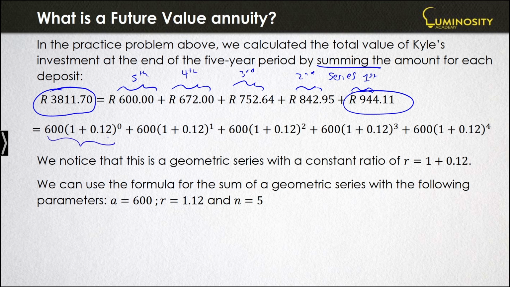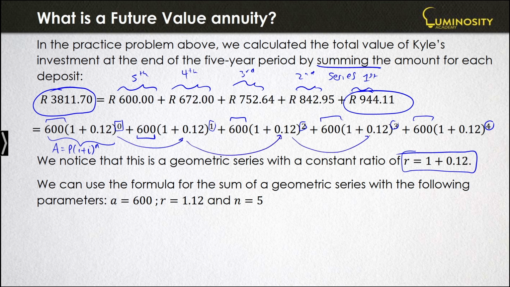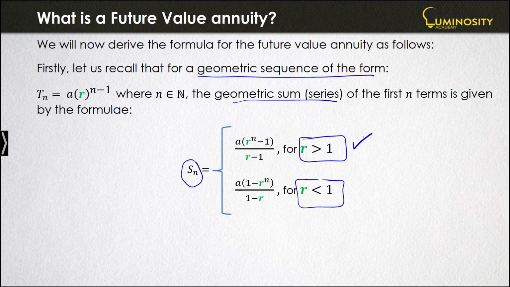If we write it like this, in terms of the formula A equals P times 1 plus i to the n, then all of these have the same P value, that initial investment of 600 Rand, and it grows over 1 plus 0.12, and you can see the power here, 0, 1, 2, 3, and 4. So there's a constant ratio of 1 plus 0.12 that gets multiplied by the previous term to get to the next term. So this is actually a geometric sequence with a constant ratio. And notice this value here is going to be 1.12, which is greater than 1. So we are actually going to end up using this first formula here.